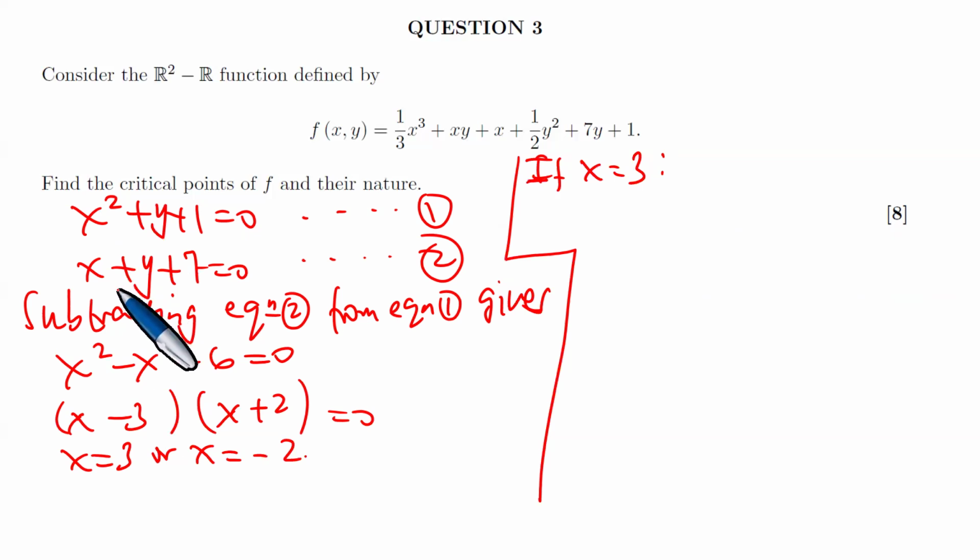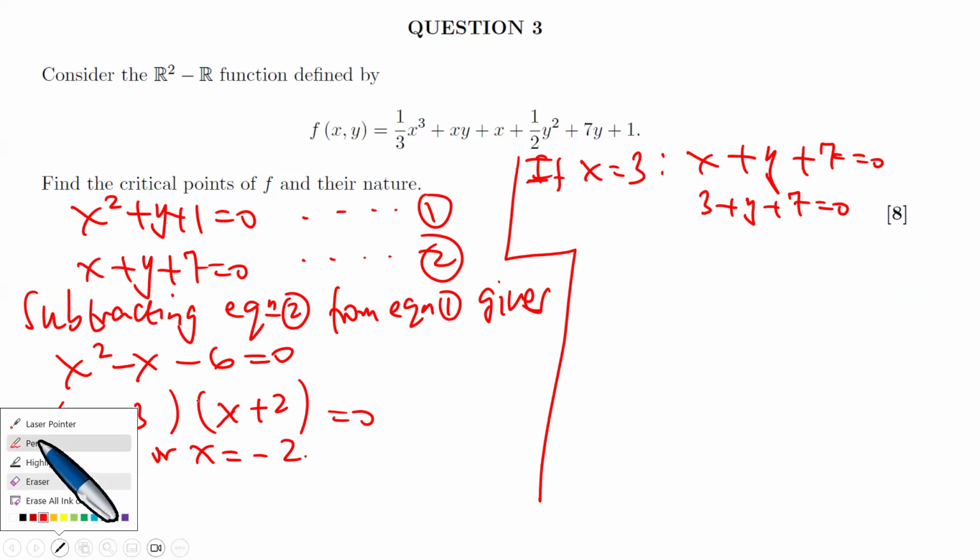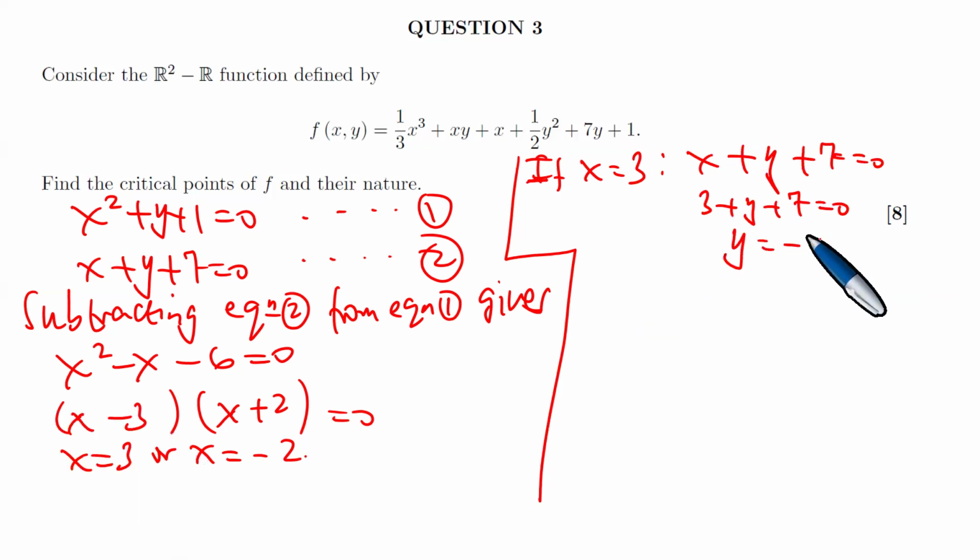So, if x is 3, we can use the simplest one, which is the bottom one here. Right, so we have x plus y plus 7 is 0. x is 3, which is 3 plus y plus 7 equals 0, which means y equals minus 10.